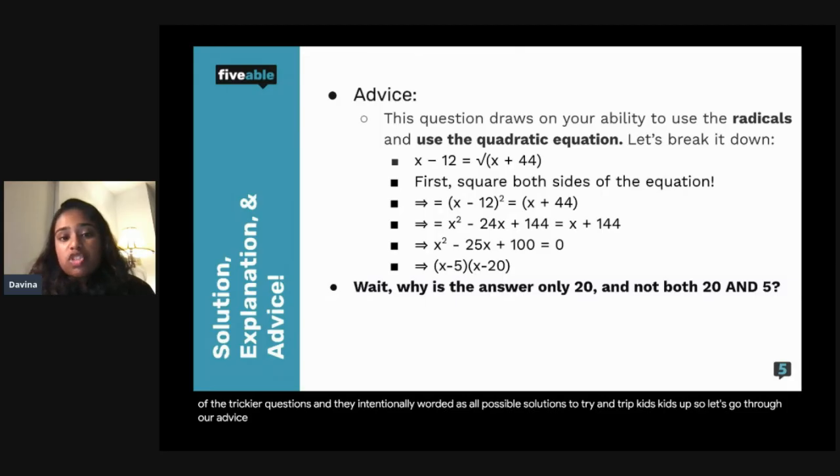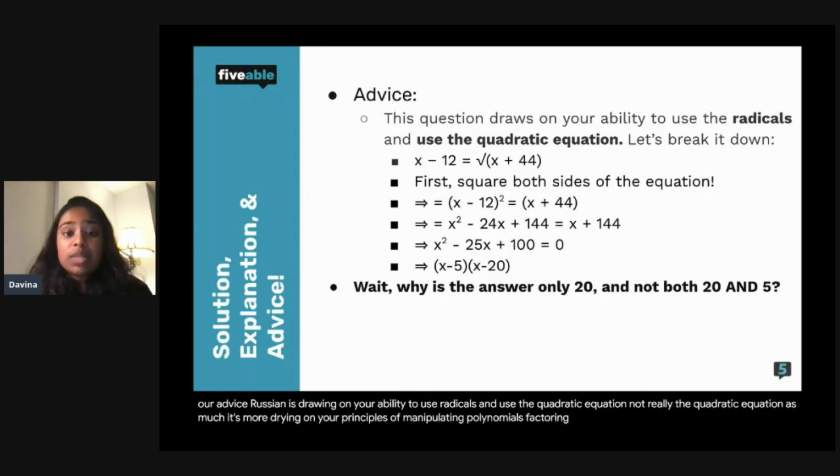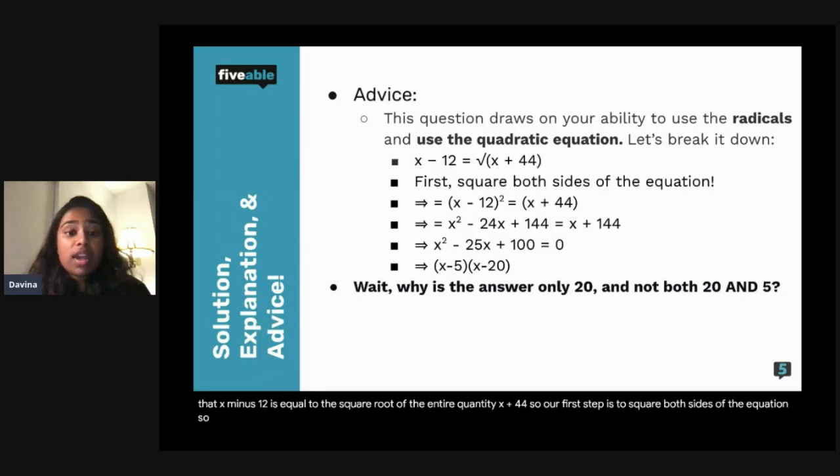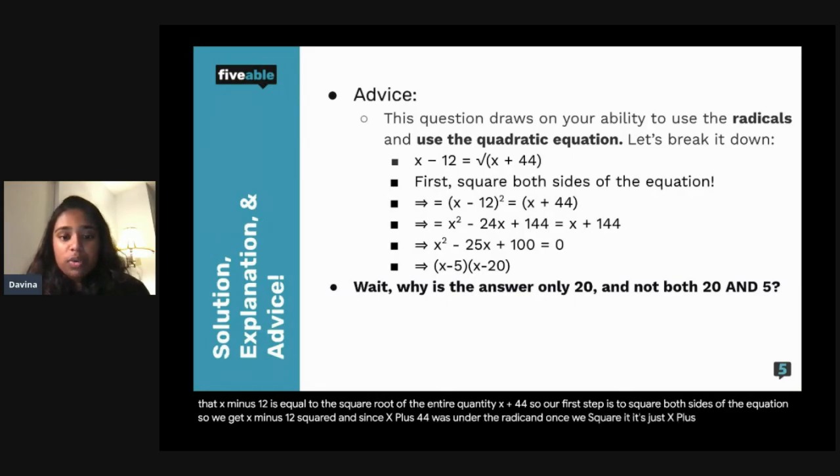So again, this question is drawing on your ability to use radicals and the quadratic equation. Not really the quadratic equation as much. It's more drawing on your principles of manipulating polynomials, factoring, and expanding and distributing. So we're given that x minus 12 is equal to the square root of the entire quantity x plus 44. Our first step is to square both sides of the equation. So we get x minus 12 squared, and since x plus 44 was under the radicand, once we square it, it's just x plus 44 afterwards.